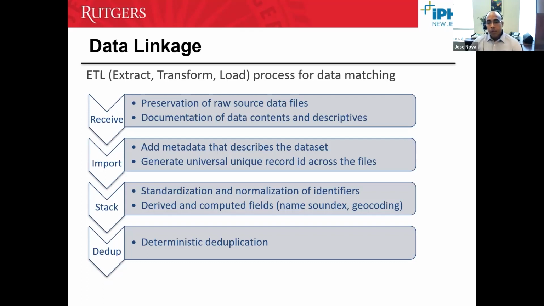So as I said before, the actual data linkage and record matching happens, there is this pre-data linkage process that happens, which is the ETL process. So we receive the files from the data stewards, they're sent to us, and what we do is we preserve this raw source data file that is untouched. So we set those aside. We bring in any documentation that are sent by the data stewards, and we do a data contents and run some descriptives.